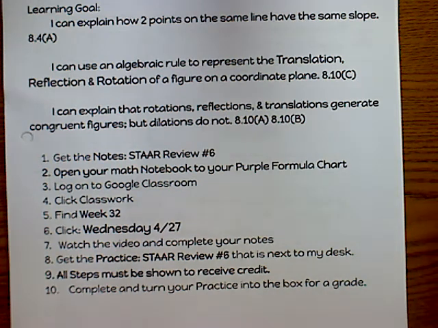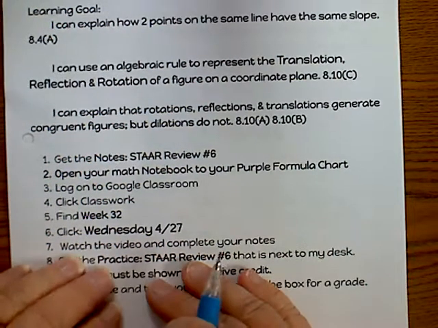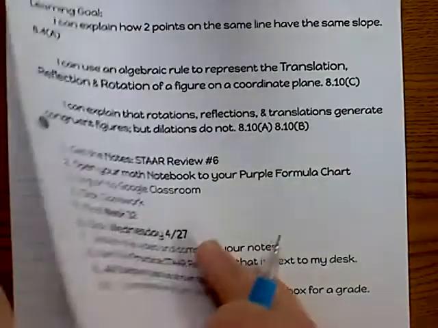I can explain how 2 points on the same line have the same slope, and I can use an algebraic rule to represent the translation, reflection, rotation of a figure on a coordinate plane. I can also explain that rotations, reflections, and translations generate congruent figures, but dilations do not, because dilations change the size. All right? So we are on STAAR review number 6.